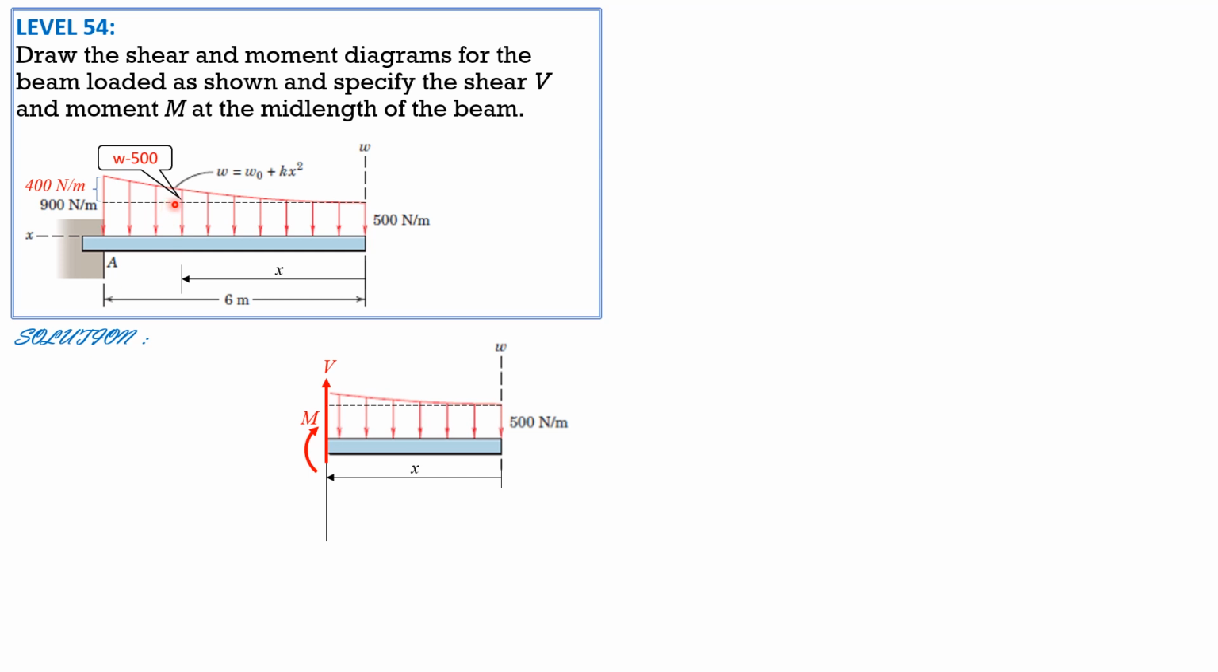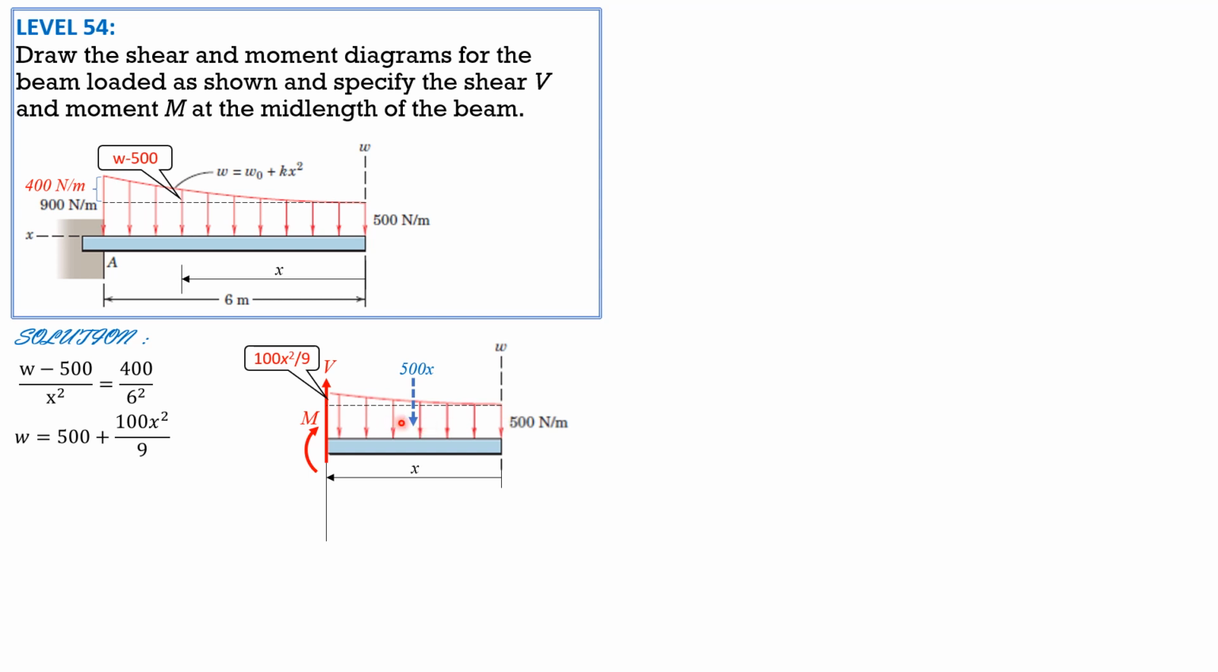So this is w minus 500. So w minus 500 as to x square equals 400 as to 6 square. So w is 500 plus 100 x square over 9. So that means WO is 500 Newton per meter and K is 100 over 9. So this is 100 x square over 9. This exists here.